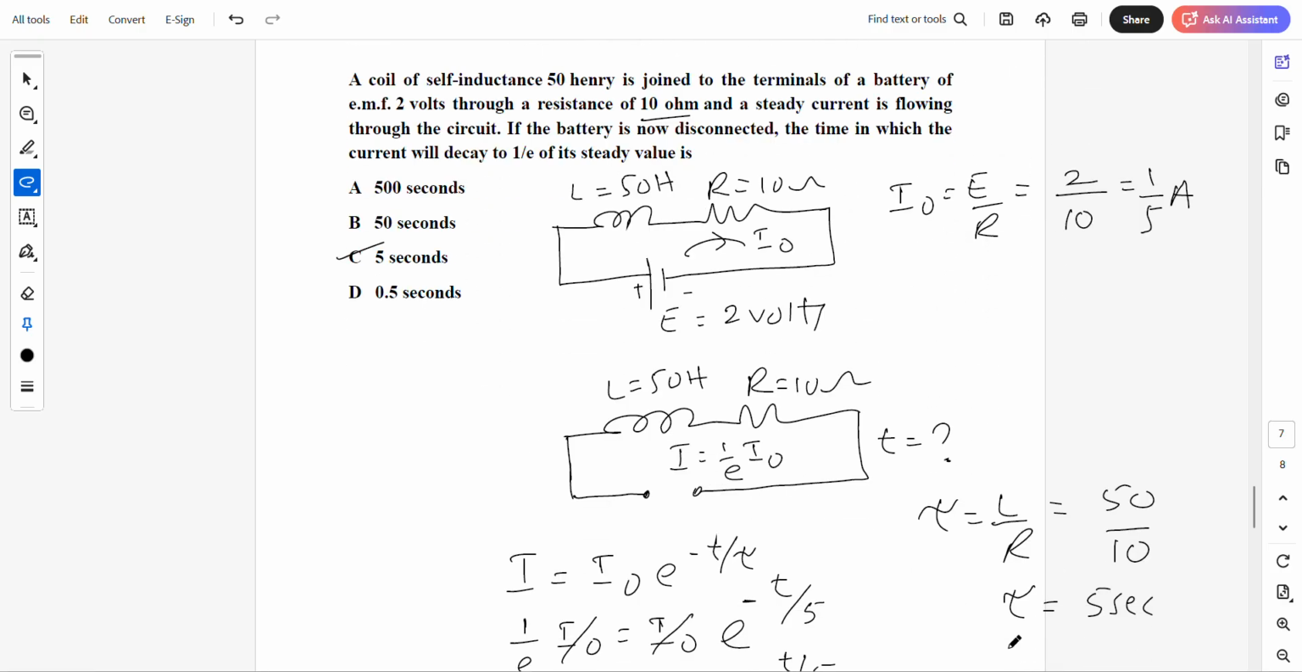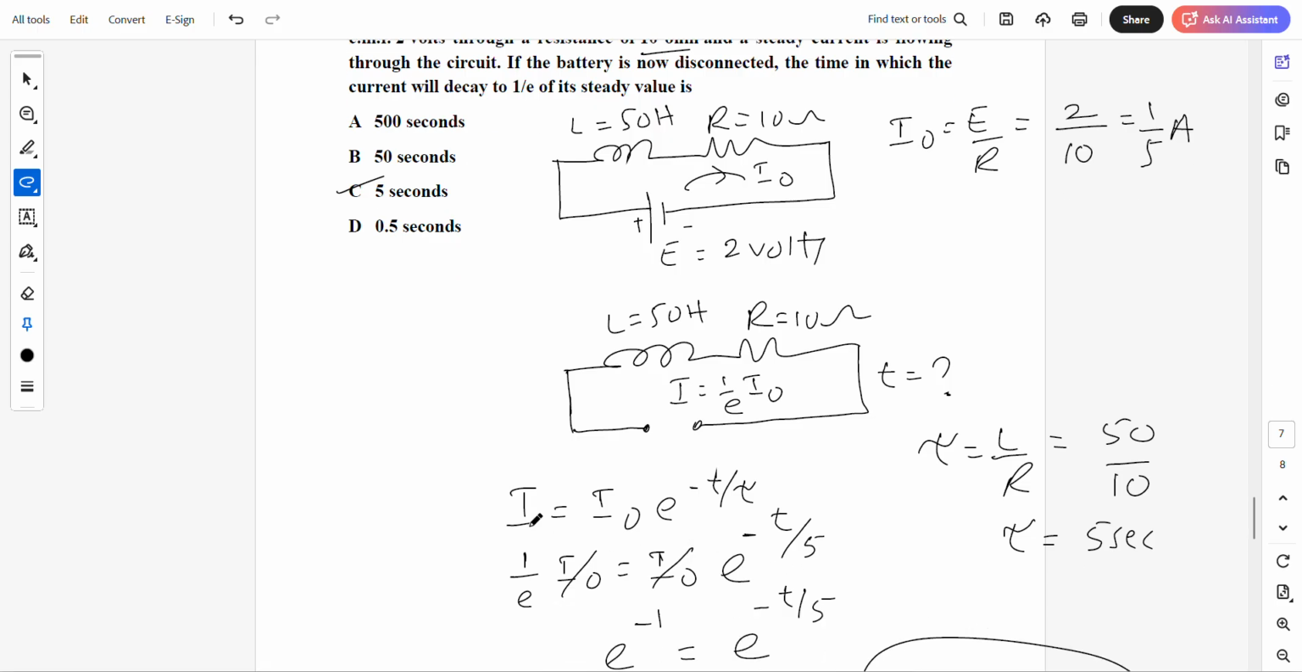And then this is the last problem. Here you have to find the value of T. Okay, but you have to use what? Which formula you have to use? This is decay current. You have to use this formula. What is the formula for decay current? I is equal to I naught into e to the power of minus T by tau.